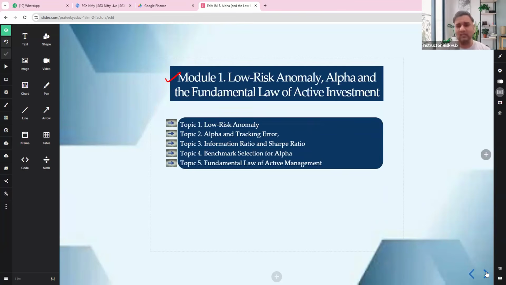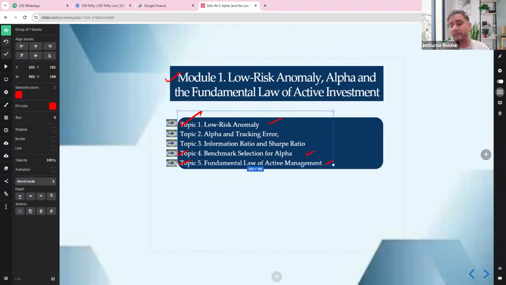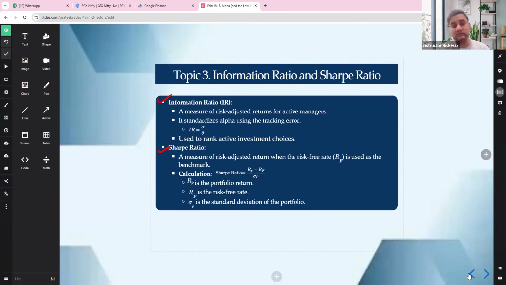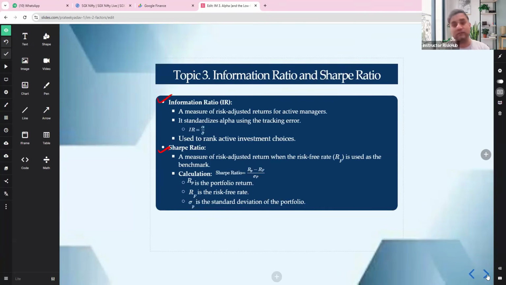So if you see here, topics 2, 3, you have seen in FRM Part 1 also, right? And 4, 5 are new topics, which you have to remember. 2 and 3 are repetitive of FRM Part 1, just to give the context here. That's why they have been given. So focus on those. Low risk anomaly is important. Alpha and tracking error we have done earlier. Information ratio and Sharpe ratio, FRM Part 1.